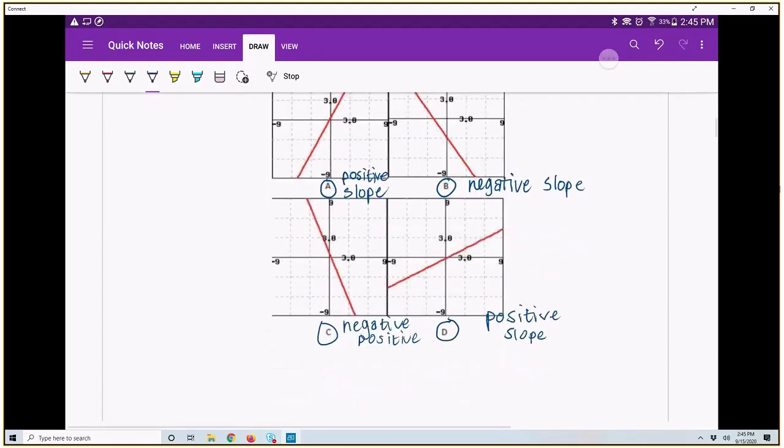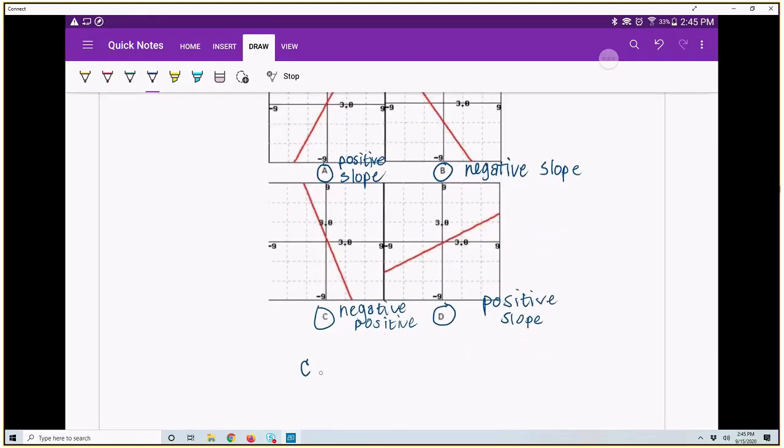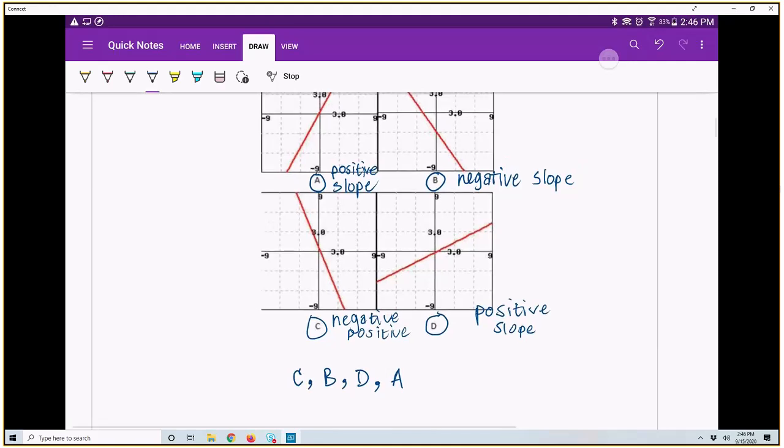So I'm going to say C should be the smallest because it's the most negative, then B because it also has negative slope, then D has positive slope but it's less steep, so smaller positive slope, and A should have the largest slope because it's positive slope and it's the higher number, the steeper line.